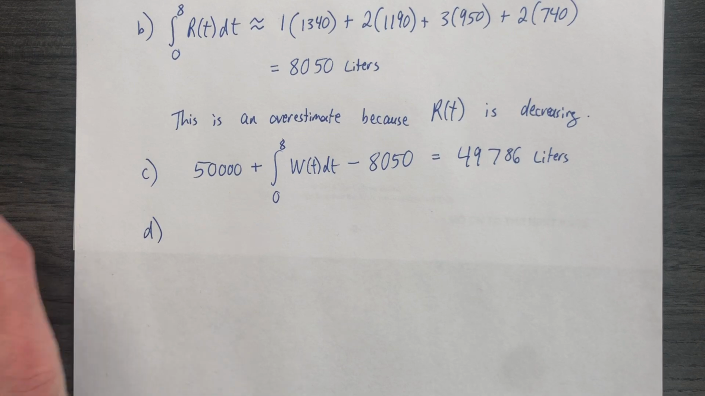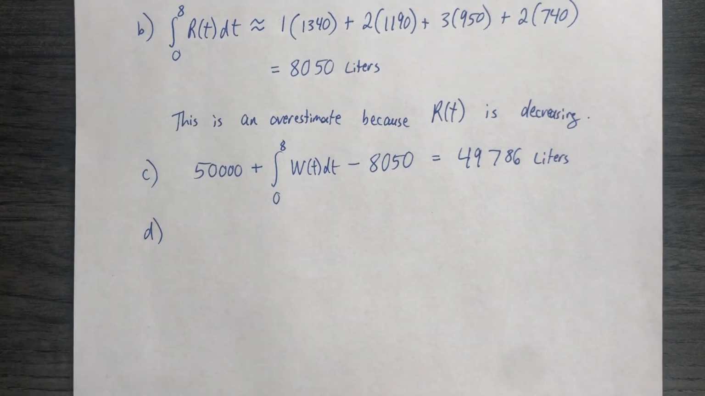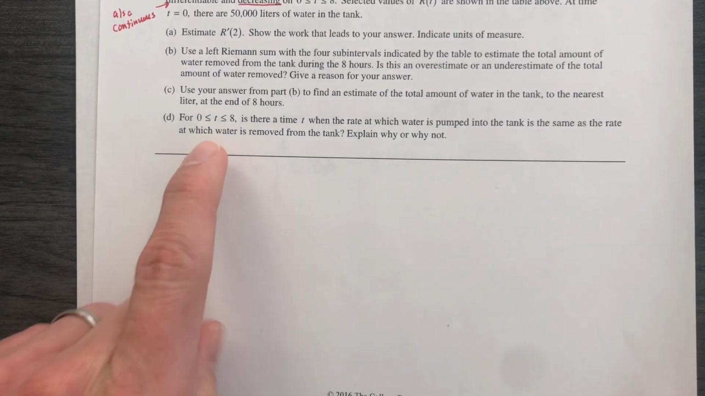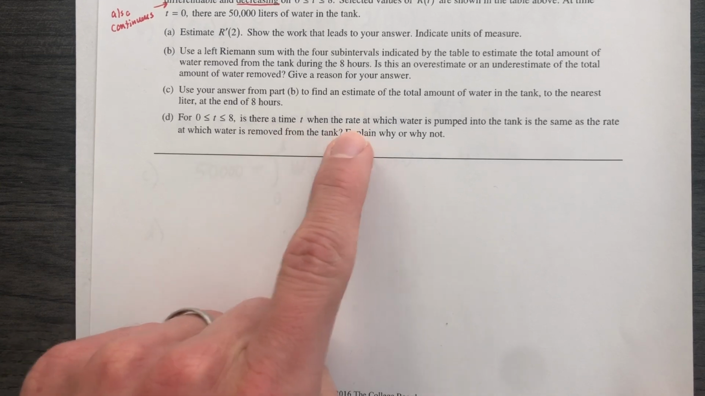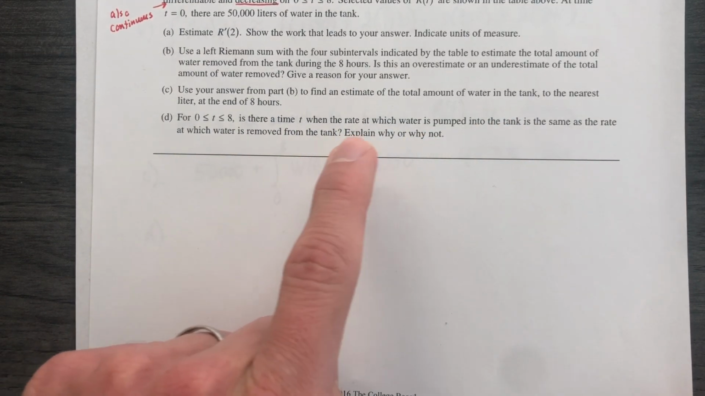Okay, part D is where things get a little bit tricky, and I'm going to pull out a note card here that is a little bit unexpected. So I think part A, part B, part C are a little more straightforward. Part D is where things get a little tricky. For 0 to 8, is there a time t when the rate at which water is pumped into the tank is the same as the rate at which the water is removed from the tank? Explain why or why not.